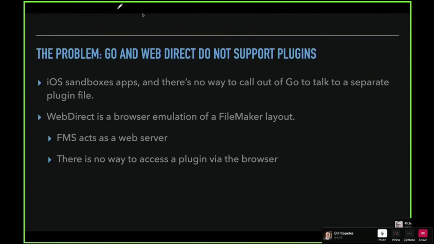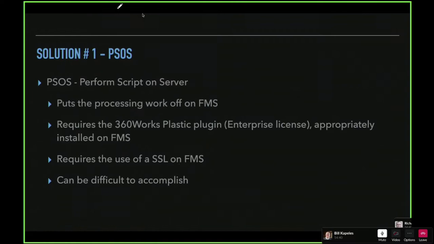So you have one solution, or two solutions. The first is Perform Script on Server. And I'm going to show you some examples of this stuff because I use this heavily. You offload the processing work to FileMaker Server. FileMaker Server can use the plugin, but you have to have the enterprise license if you're going to put it on the web publishing engine. And that does cost quite a bit more. So that's a drawback. You really need to have an economically viable business need to go that route.